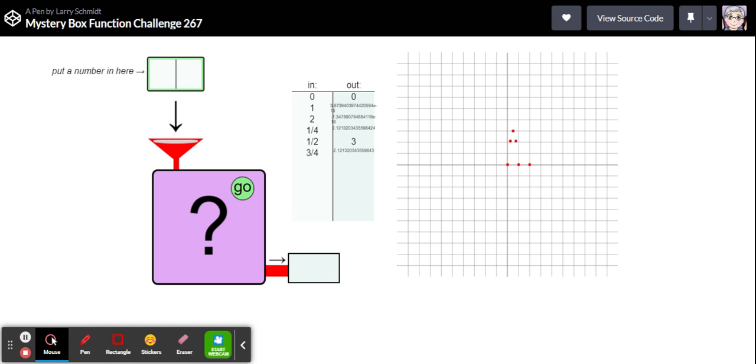So you got any ideas about this? I'm going to put in 3/2 as well. Yeah, and that's down at -3. Okay, let me just put in a couple of negative values. I'm going to put in -1/2, and maybe -1.